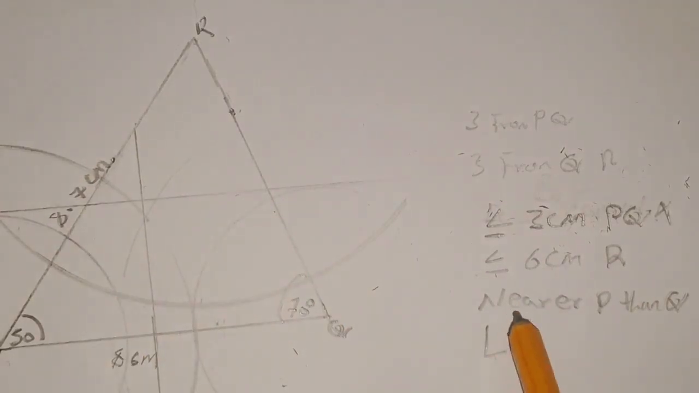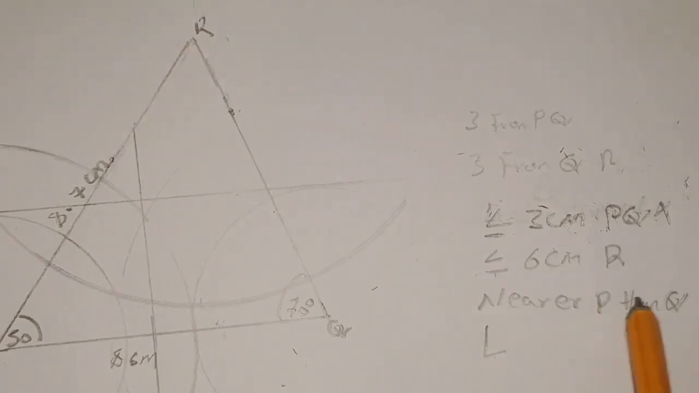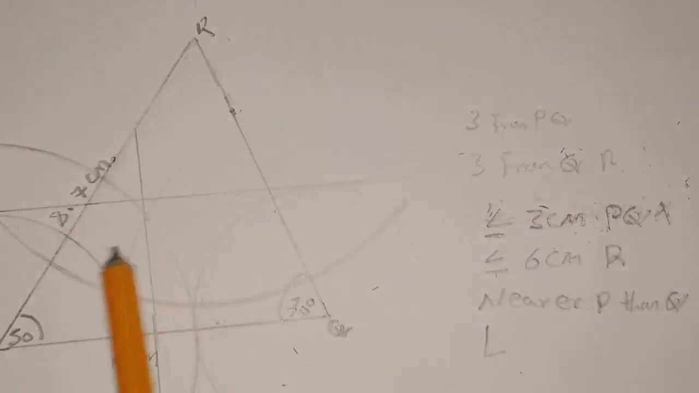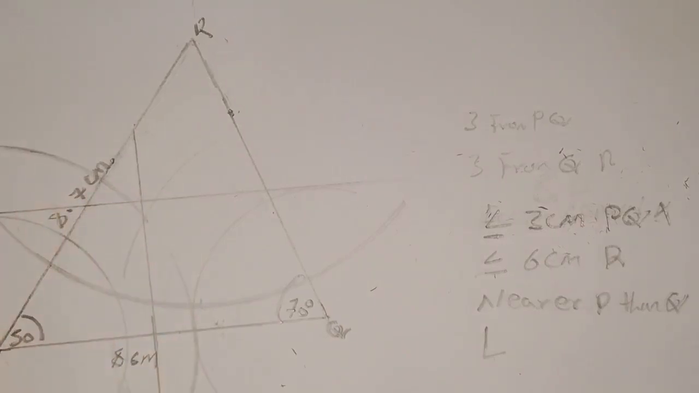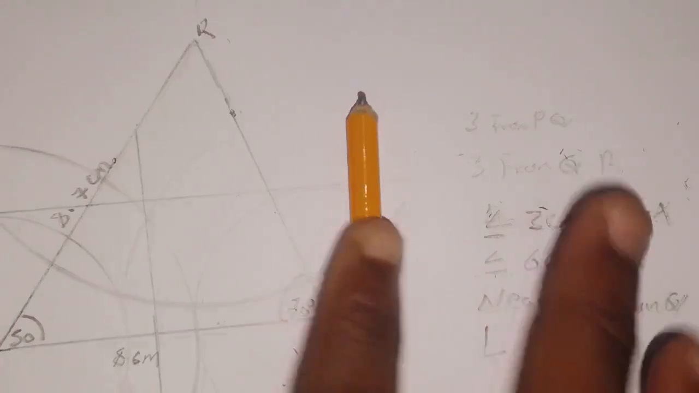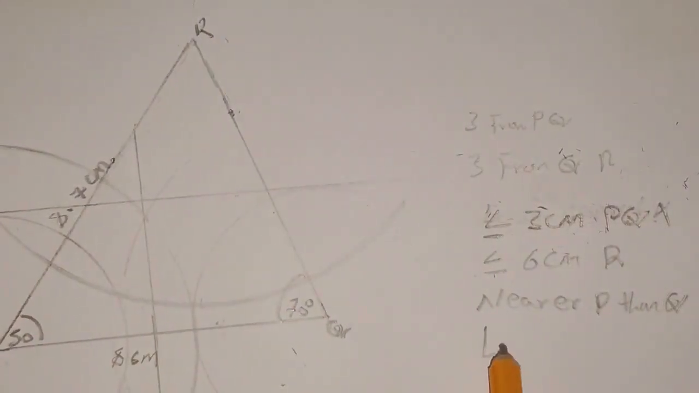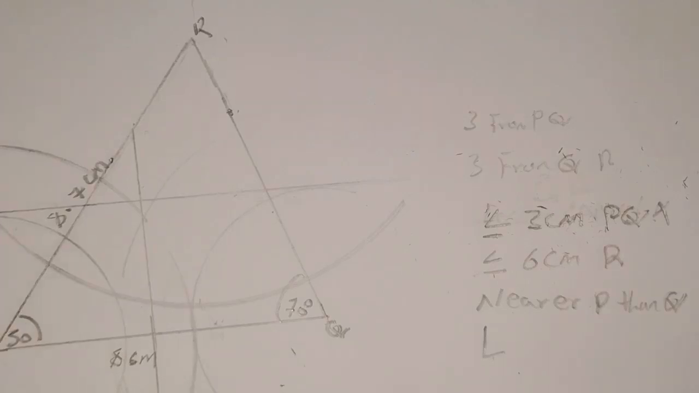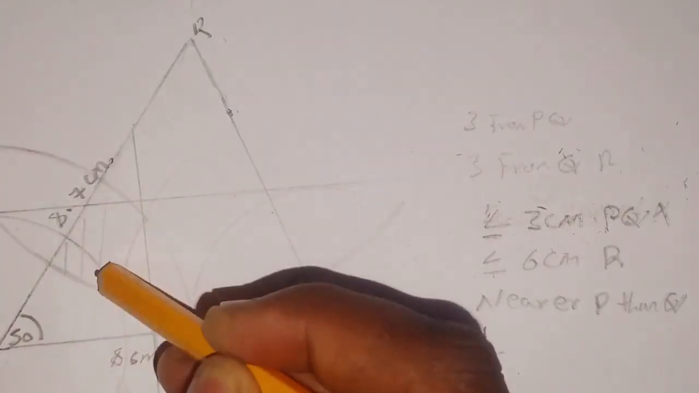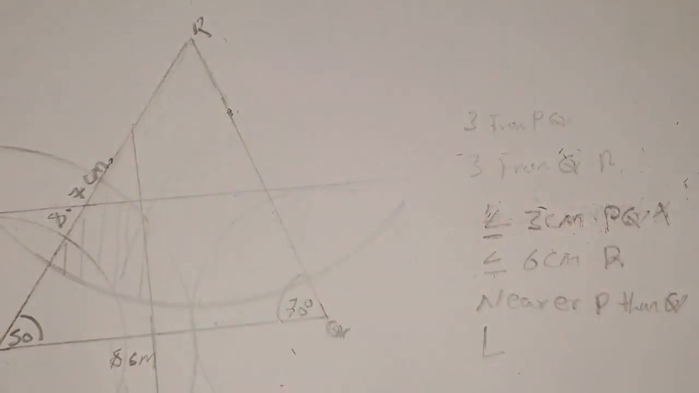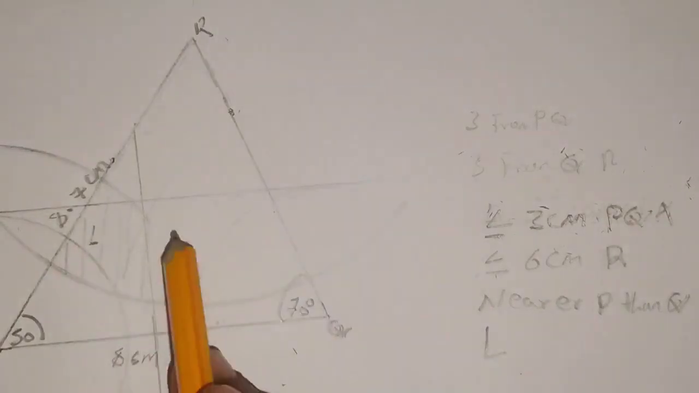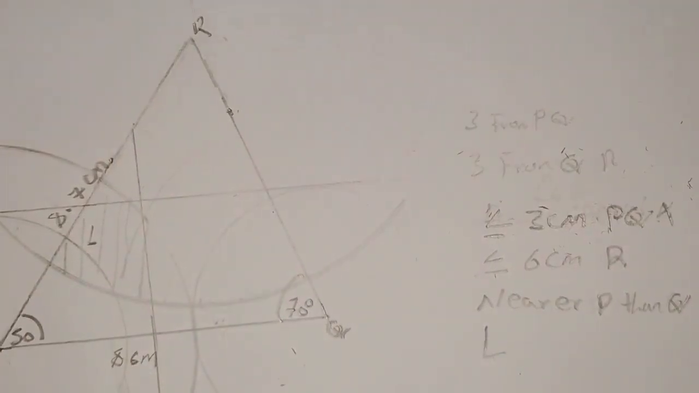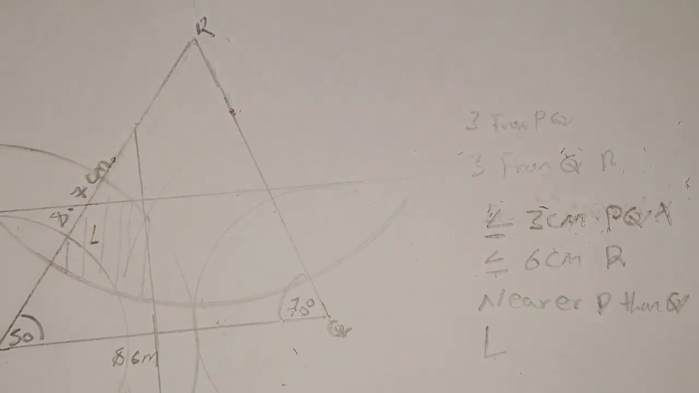And here comes the last part. It's nearer to P than Q. If you see this line that we drew, it divides the P side and the Q side. This side is P, this side is Q. So our L is near P, so it's not this side but this side. This is the only part that has remained. This is where our L is, because it is nearer to P than Q. This is how you can get the 8 marks.